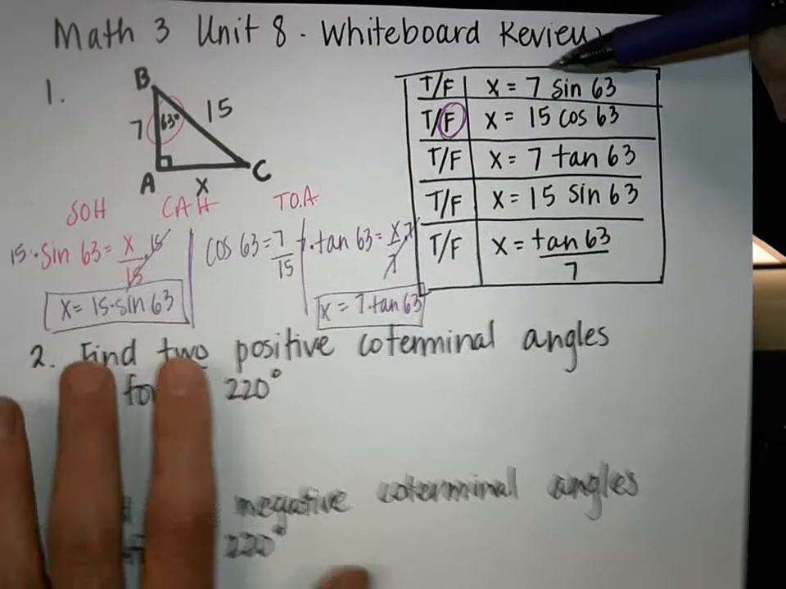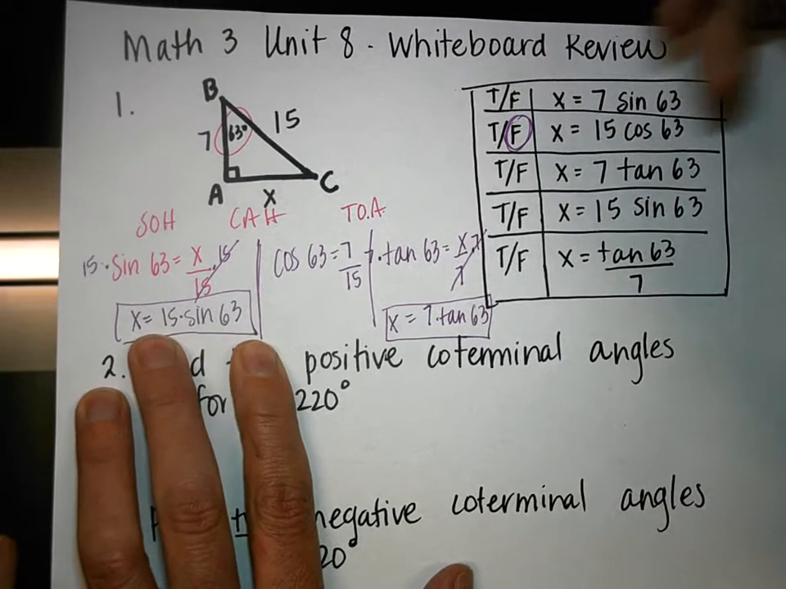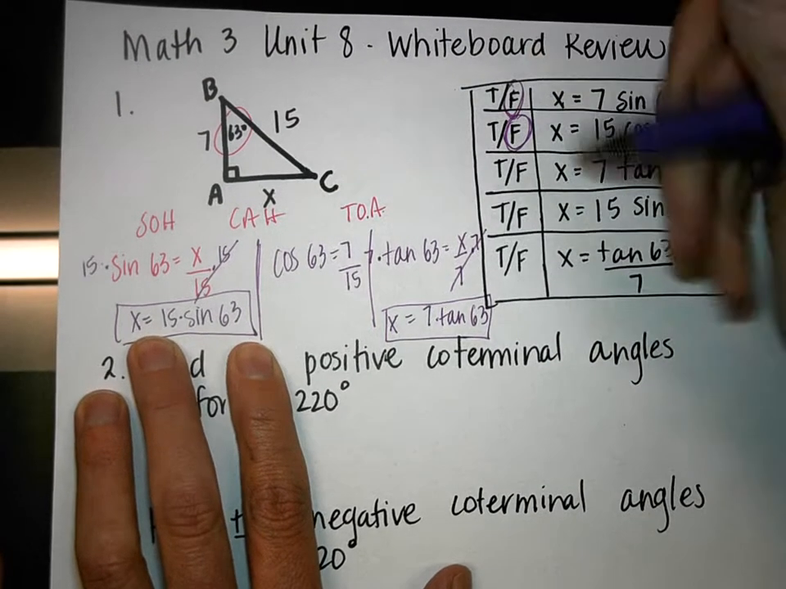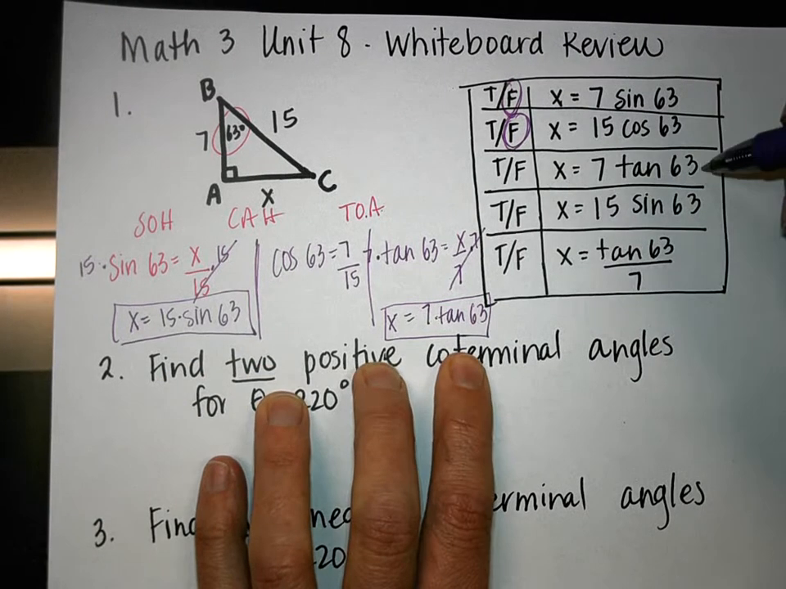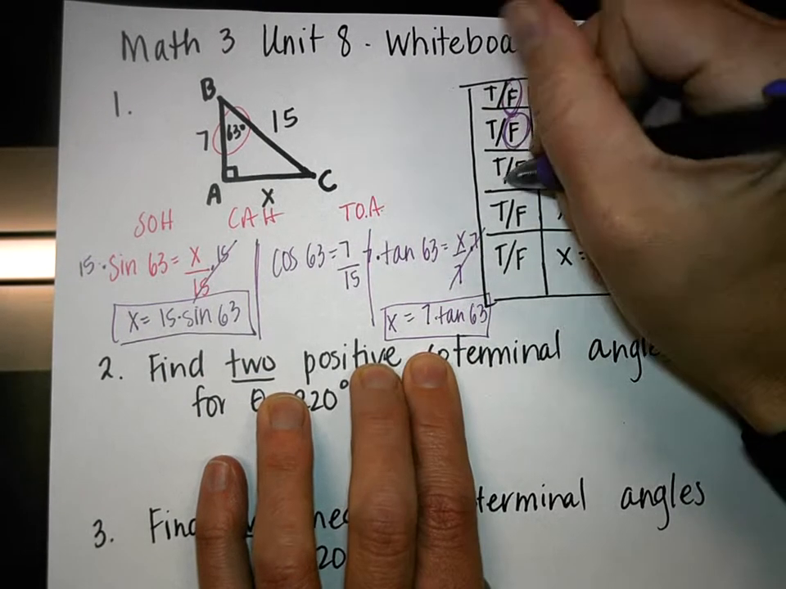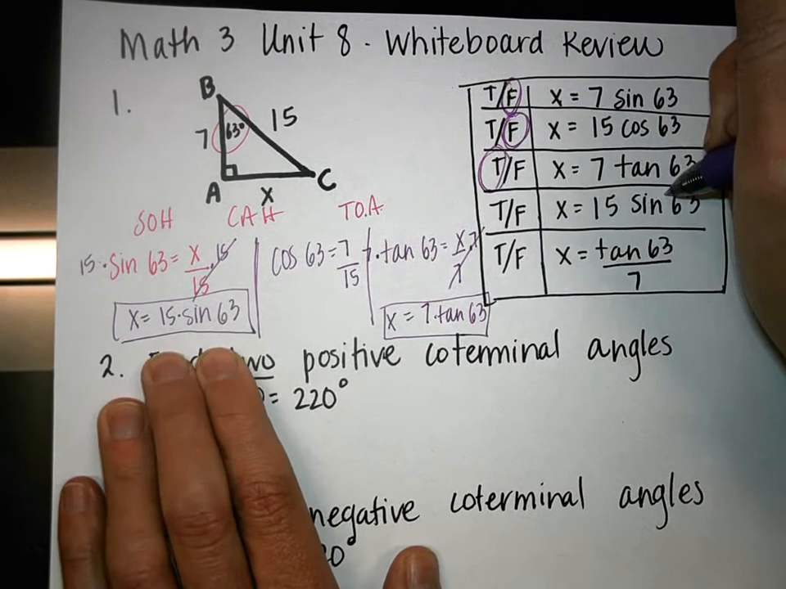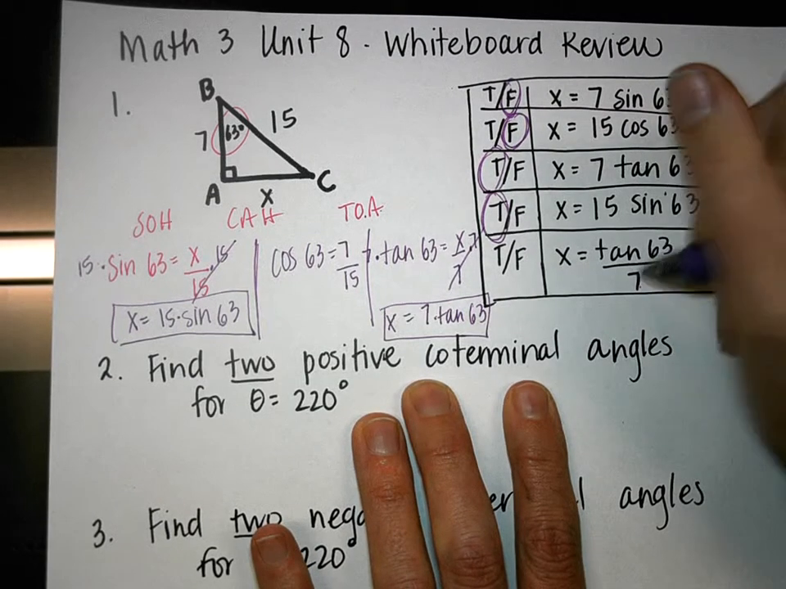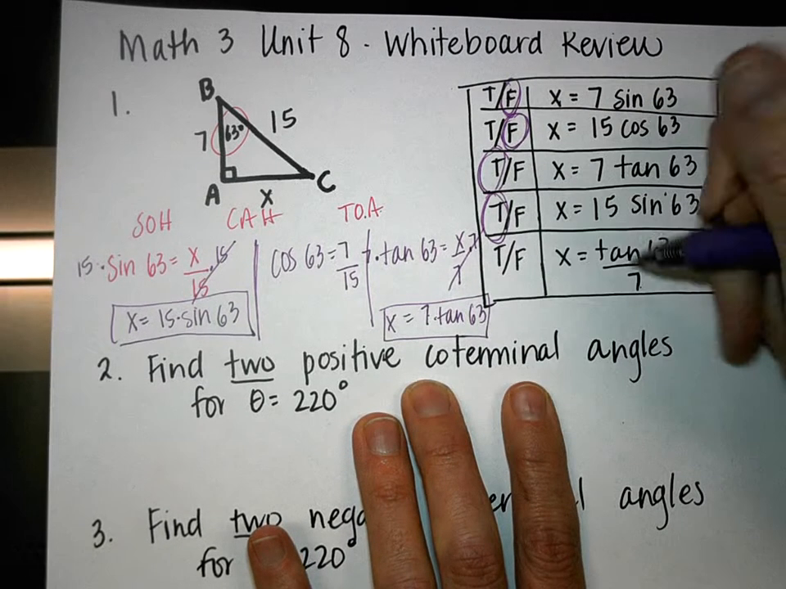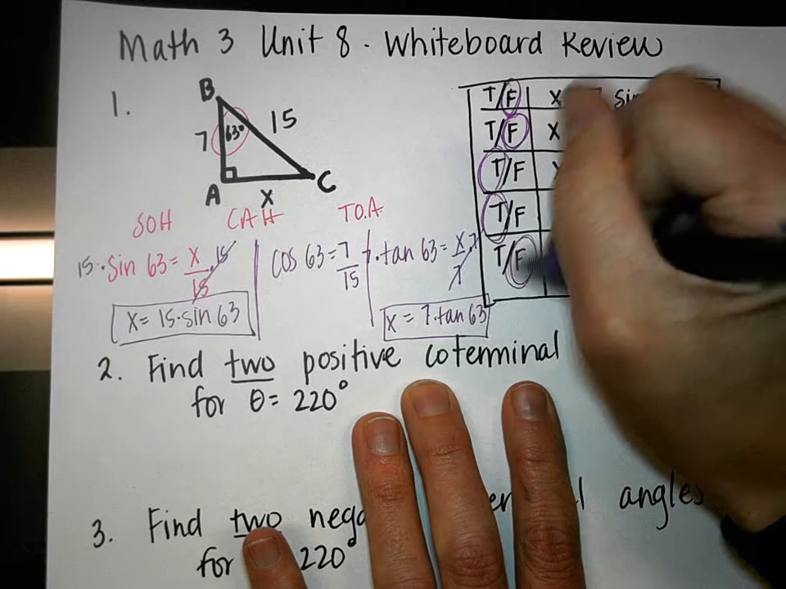On here, this says 7 sine of 63. Well, the answer we have is 15 sine of 63, so this would be false. Here, x equals 7 tangent of 63, and that is what we have here, so that's a true statement. Here we have 15 sine of 63, which is what we have, so true. And this says tangent of 63 divided by 7. Well, 7 times tangent of 63 is a lot different than tangent of 63 divided by 7, so that is also false.